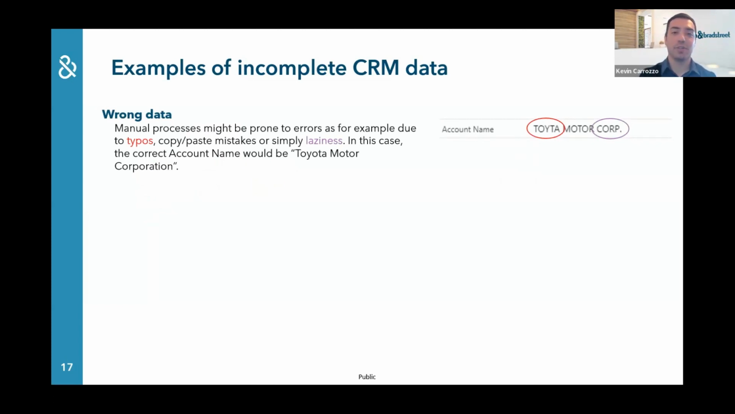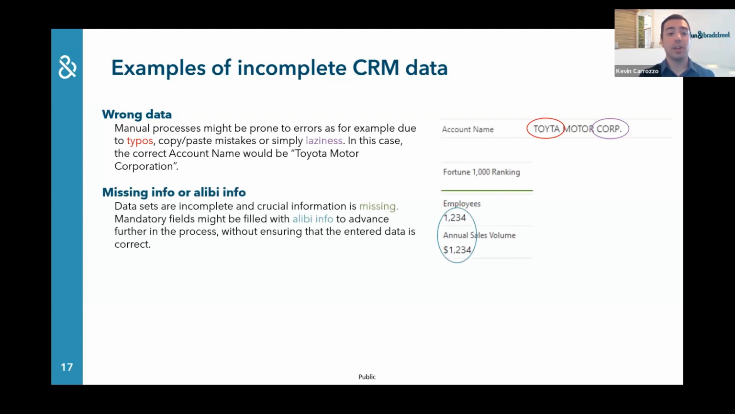So the first topic here is that upon creation, there is simply wrong data in the system. This may be due to typos while typing in the company name or any company address, or just abbreviations due to laziness. We have an example here on the right. The account name in the CRM system is Toyota Motor Corp, whereas the correct account name would be Toyota Motor Corporation to clearly identify this company.